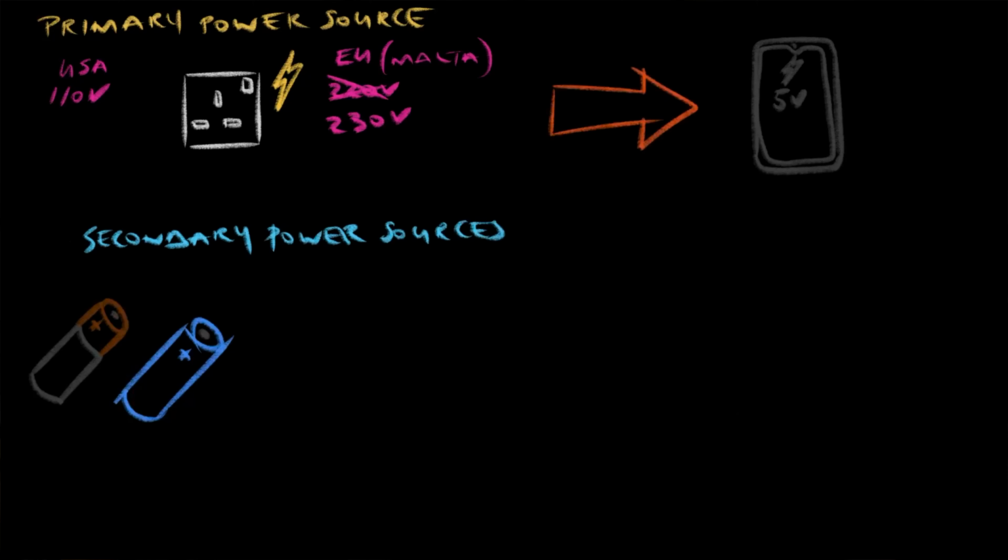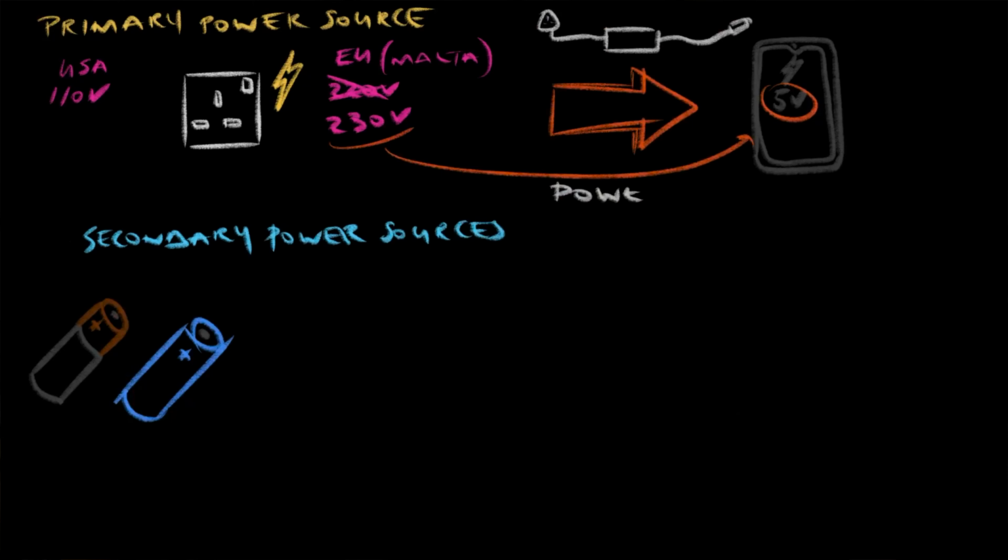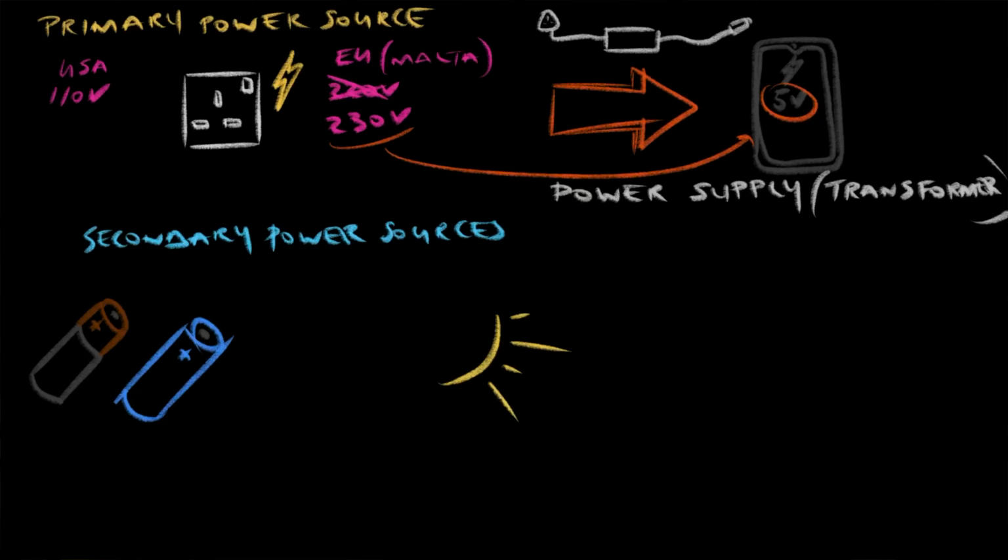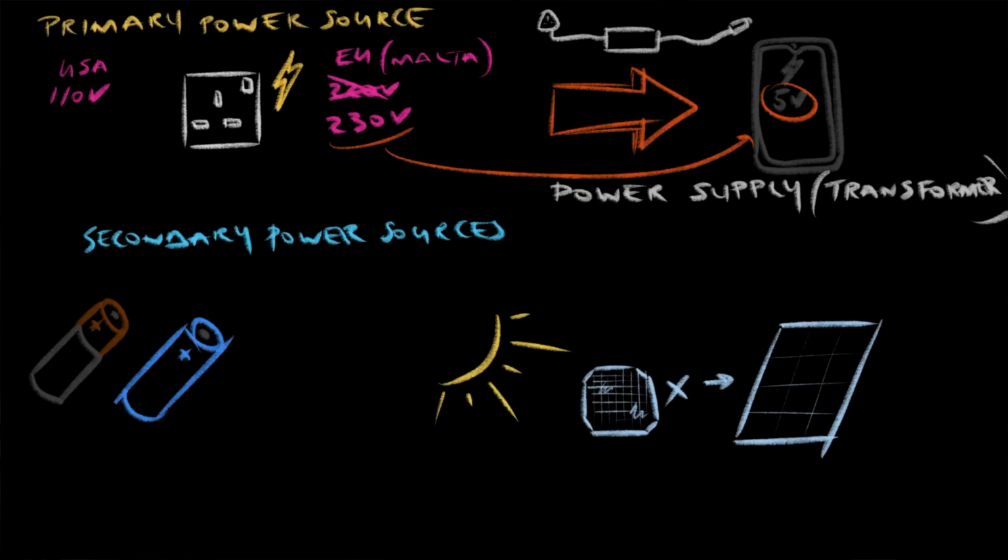To change from one voltage to another, for example from 230 volts to 5 volts to charge a smartphone from a wall socket, we can use a power supply. And finally, to collect the energy from renewable sources such as the sun, we can use a solar cell. Many solar cells can be connected together to form a solar panel.